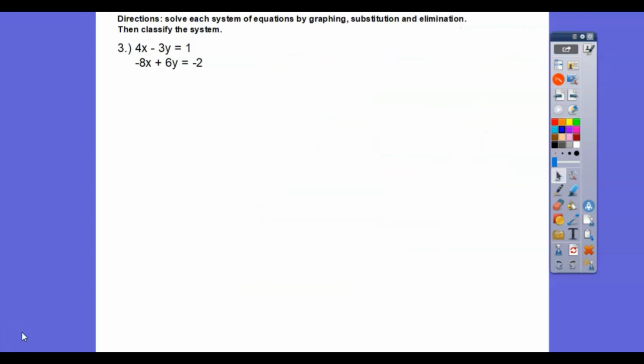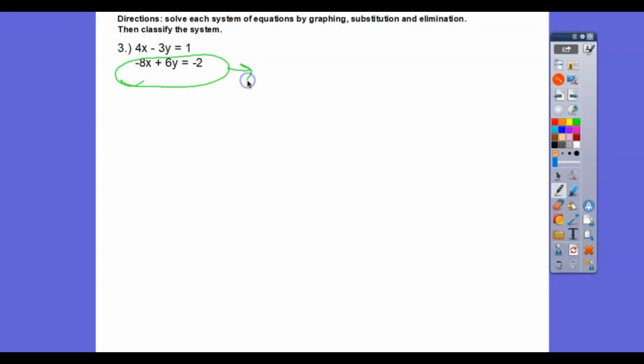So for substitution, you have to choose the quote-unquote easier equation. This is one of those examples where we really don't have an easier equation, so you're just going to have to make a choice, okay? So 4x minus 3y is equal to 1 versus negative 8x plus 6y equals negative 2. In the second equation, at least everything is an even number, so maybe I'm going to go ahead and choose that one. So what I'm going to do here when I choose it is that I'm going to go ahead and get, I don't know, let's get the y by itself maybe.